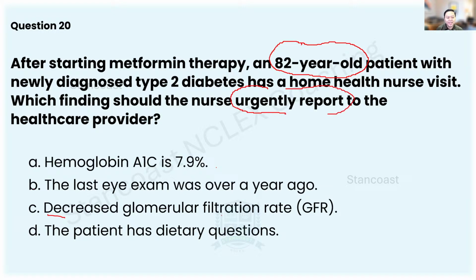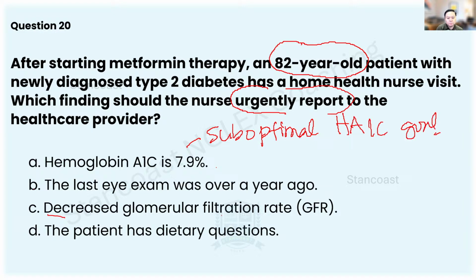Would that be letter A, hemoglobin A1C of 7.9? 7.9 A1C is actually suboptimal, but not a life-threatening issue. So there's no real need for us to urgently notify the medical provider. Not life-threatening. So we are eliminating letter A.